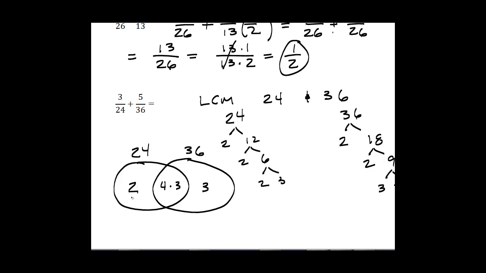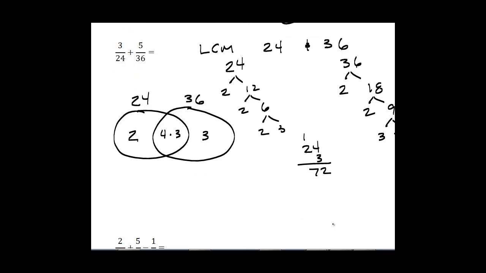So this is 12, 24, 24 multiplied by 3. We multiply all of these factors together. 24 multiplied by 3 is 72. So our common denominator is 72. So I have 3/24 multiplied by 3 over 3, because this is 24, 2 times 4 times 3, and what I have left here is this 3.